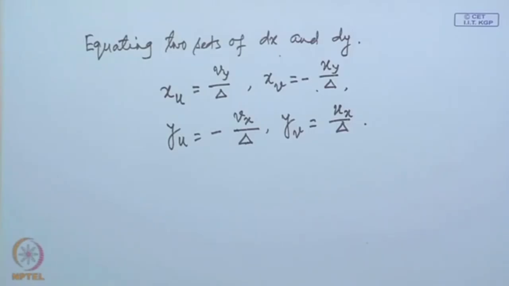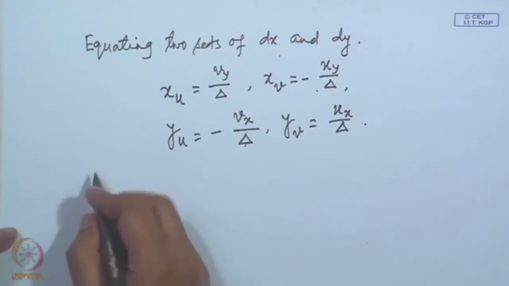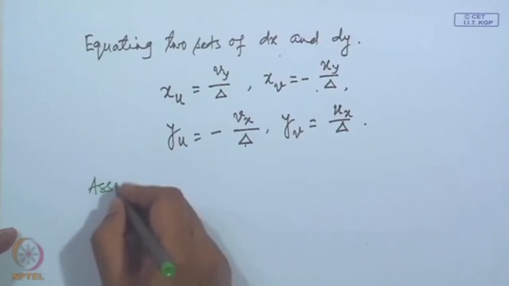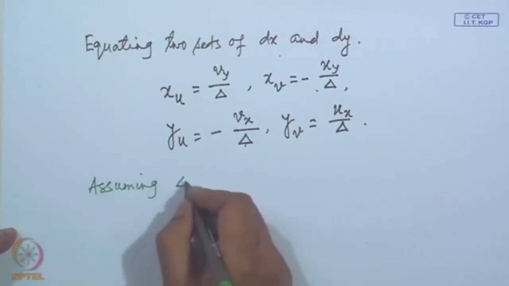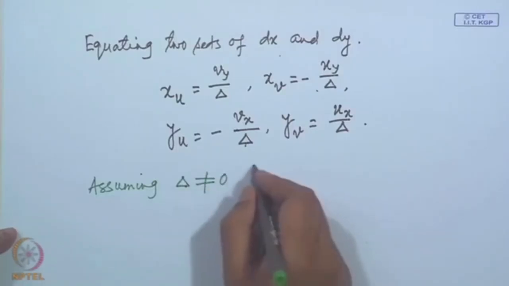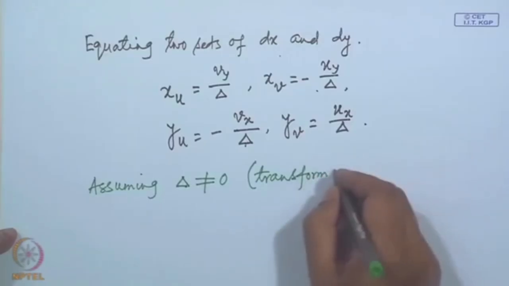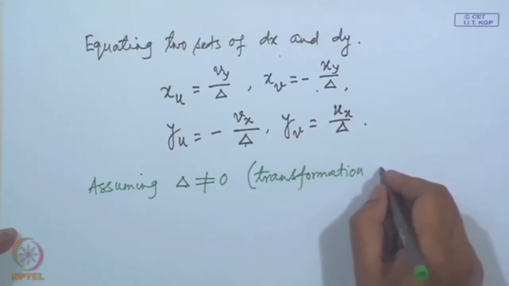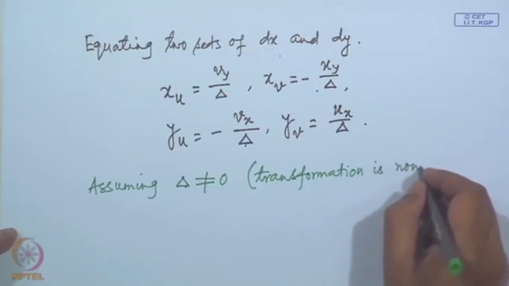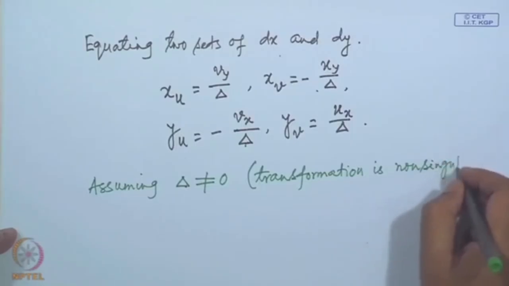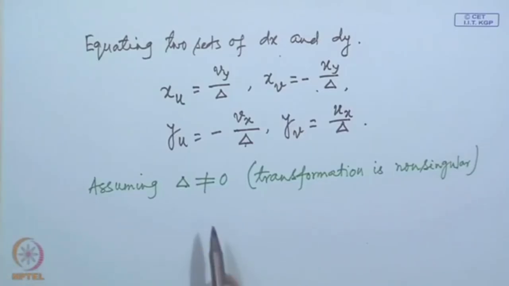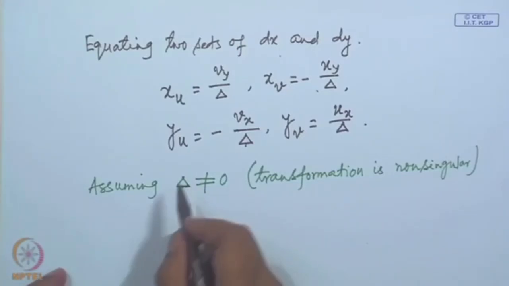Now, assuming that this delta, the Jacobian of the transformation, is non-zero, that is the transformation is non-singular. And you should remember that if at any point delta becomes 0, then the transformation is not valid.